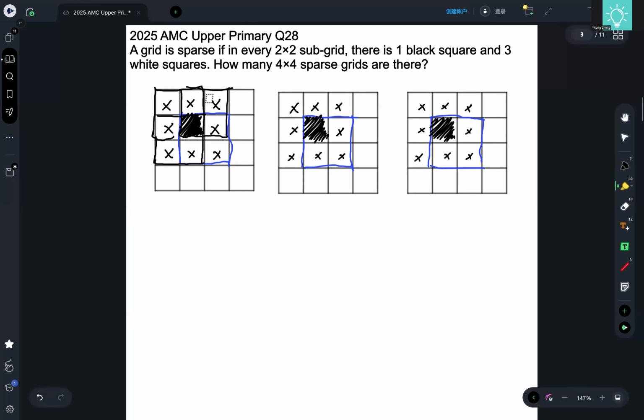So now, if we take a look at this top right subgrid over here, we can see that we have two choices. We either color this black and this white, or we color this one black and this one white in order to have exactly one black square in the top right subgrid. Now, if we come back to this case and look at this subgrid on the far right, we have three white squares, which means this square is forced to be black.